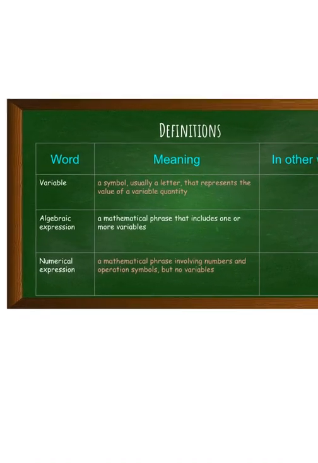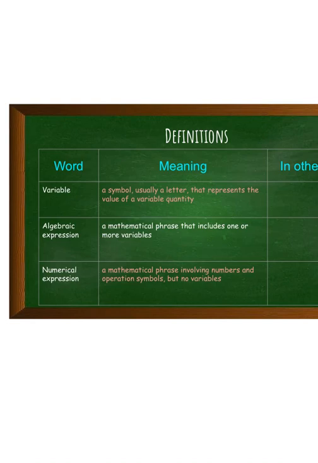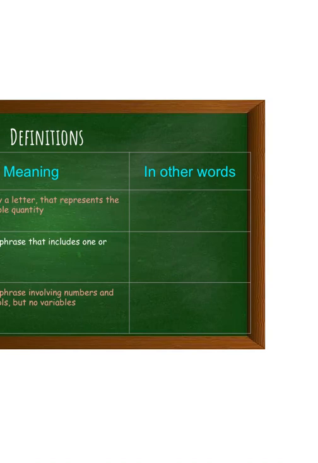Definitions. Okay, so we've got a few definitions here. The ones in red you guys need to copy down. The first one is a variable. A variable is a symbol, usually a letter, and it represents the value of a variable quantity, okay? In other words, it's a letter in math. An example would be x. We'll just put x plus 3, and then go ahead and circle x. X would be our variable, okay?